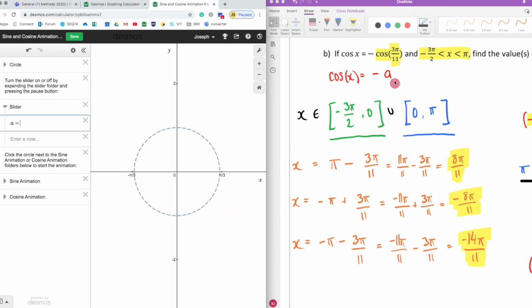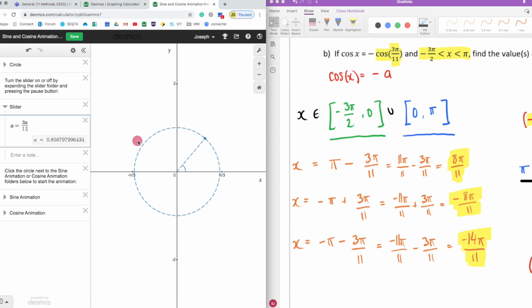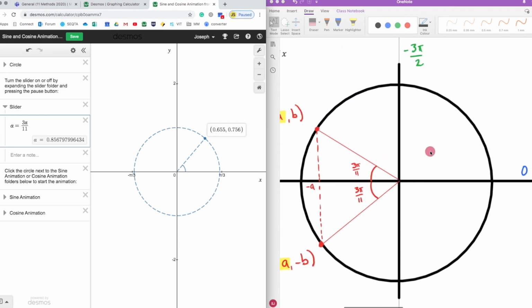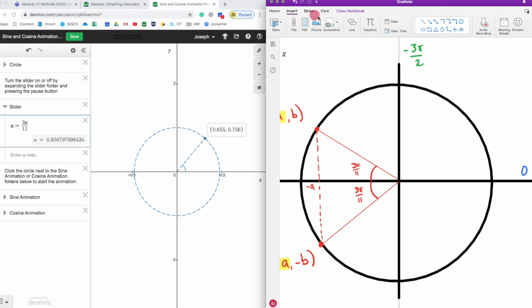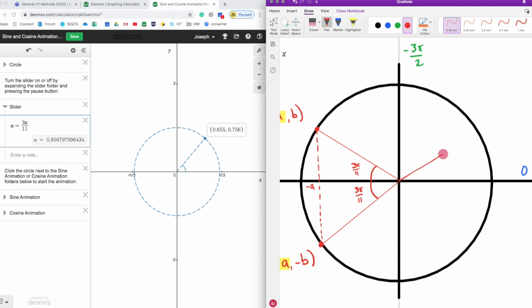I'm going to start with 3 pi on 11. I'm going to put in 3 pi on 11. And can we all see? So this is where we started from. We said 3 pi on 11 was A. So as you can see, it's negative 0.655. So we come over here. Do you remember when we did this at the very beginning? We drew in a line from here to here. And we said that was 3 pi on 11.